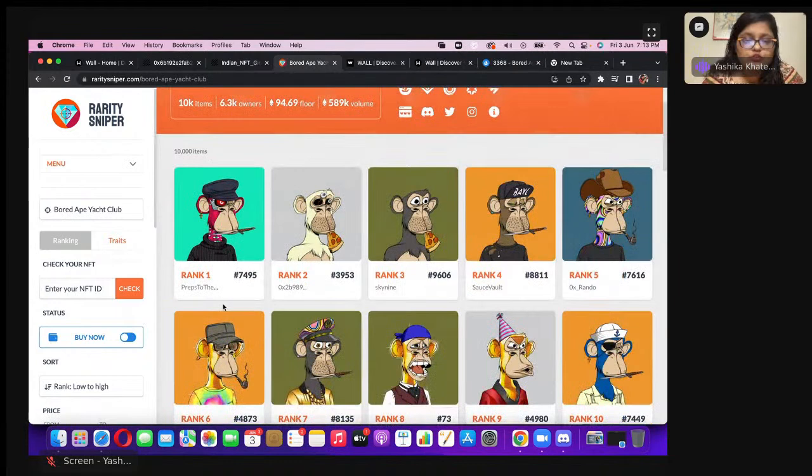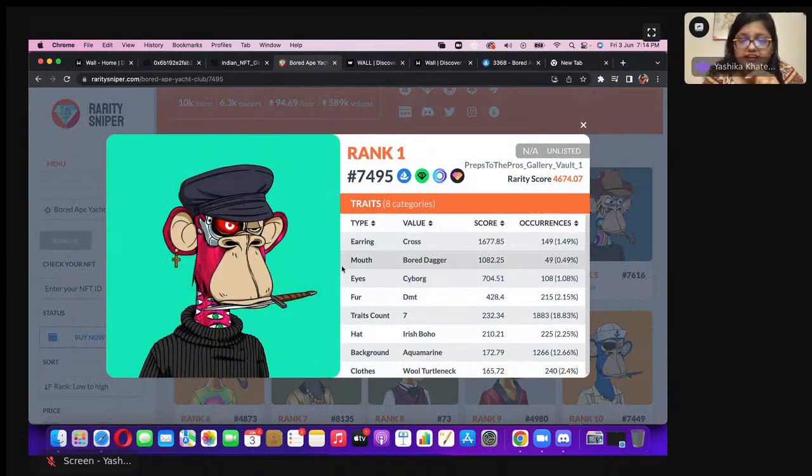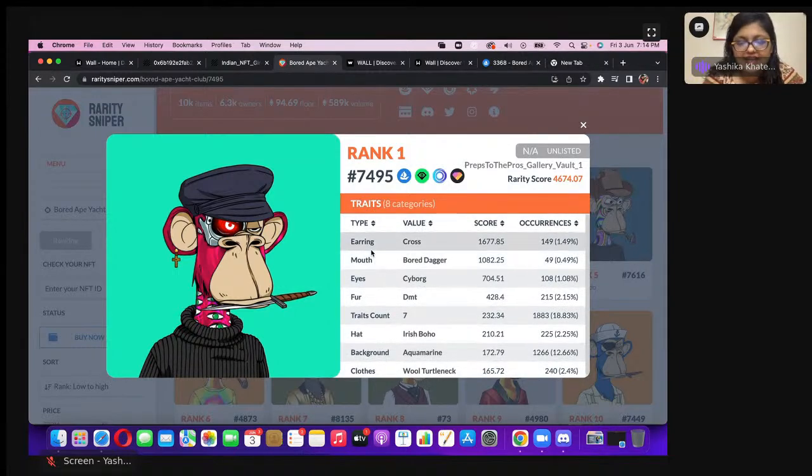Okay, now you see that based on rarity, this one is number one, which is token number 7495, which means out of the 10,000 NFTs, the 7,495th NFT is the highest ranked. Why? Because the earring it has, the cross, that's very rare. The mouth it has, a bored dagger in the mouth, the eyes, the fur, the trait count, the hat, the background, the clothes.